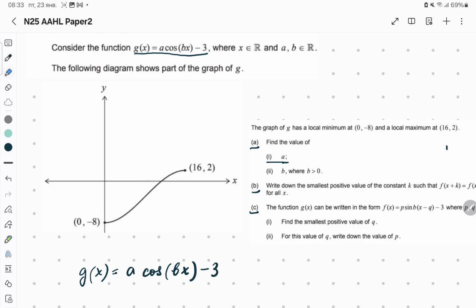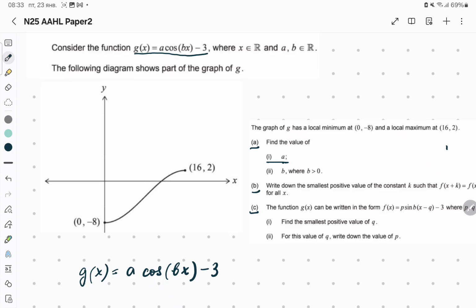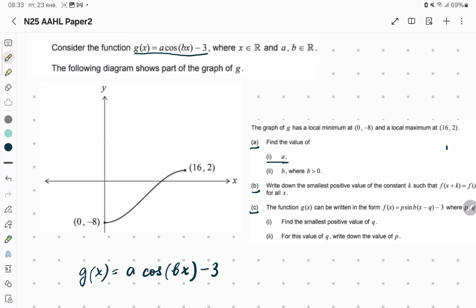Okay, first thing to find is A. Since it is cosine, our cosine graph looks like this. I'm going to sketch it, something like this, a standard cosine function. And you see that this given function is reflected, so it is something negative. So A is going to be negative. Okay, so first thing, and now we should find the value of A.